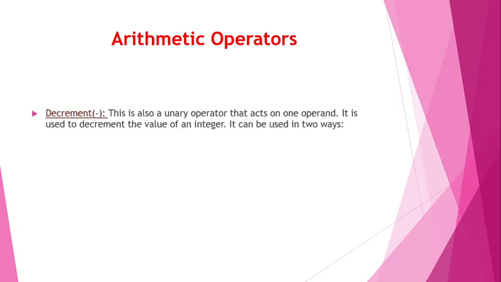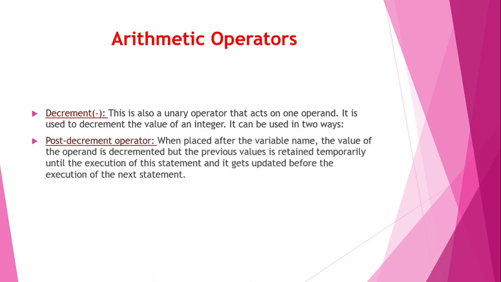Next is decrement. This is also a unary operator that acts on one operand. It is also used to decrement the value of an integer. It can be used in two ways. First is the post-decrement operator. When placed after the variable name, the value of the operand is decremented, but the previous value is retained temporarily until the execution of this statement and it gets updated before the execution of the next statement. Its syntax is num minus minus.